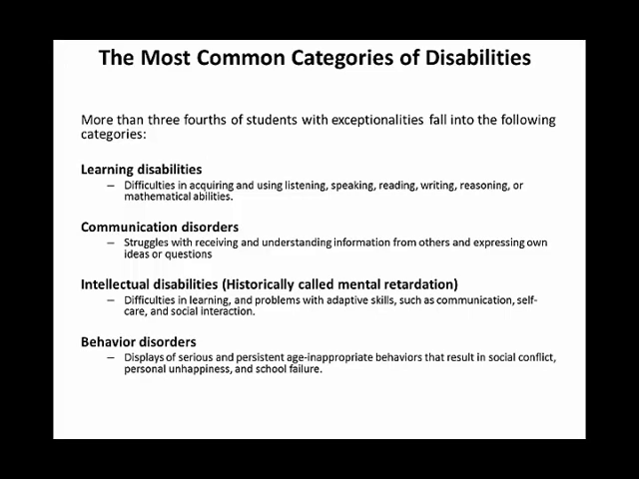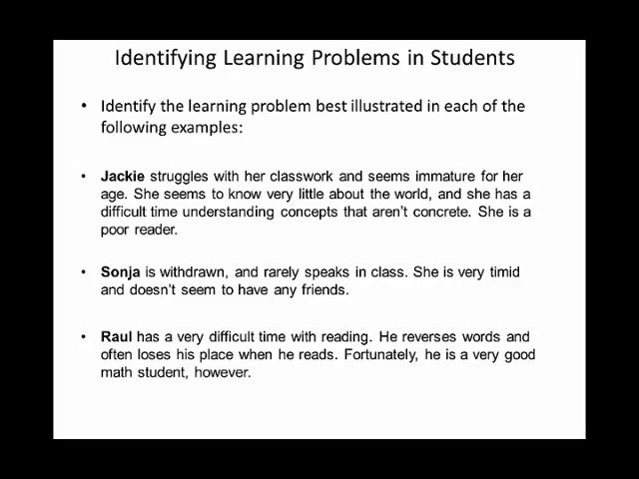Here are a couple of scenarios that will probably help you to identify the learning problems that the document I'm referring to, and the previous two slides, hopefully define for you. Let's look at the case of Jackie. Jackie struggles with her classwork and seems rather immature for her age. She seems to know very little about the outside world and has a difficult time understanding concepts that aren't concrete. She's also a poor reader. So which one of those categories of exceptionalities would you say best fits Jackie's particular exceptionality based on the information that's been presented to you?